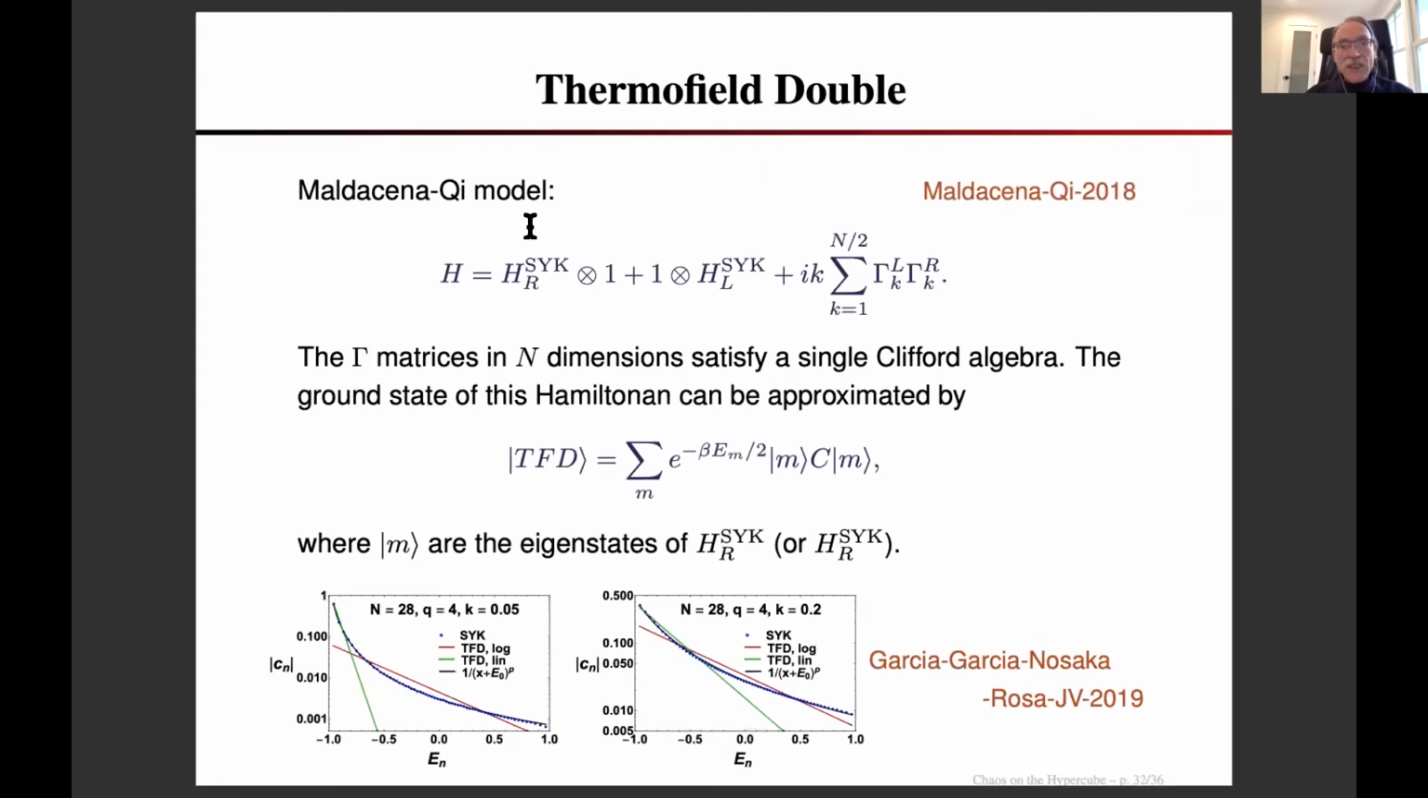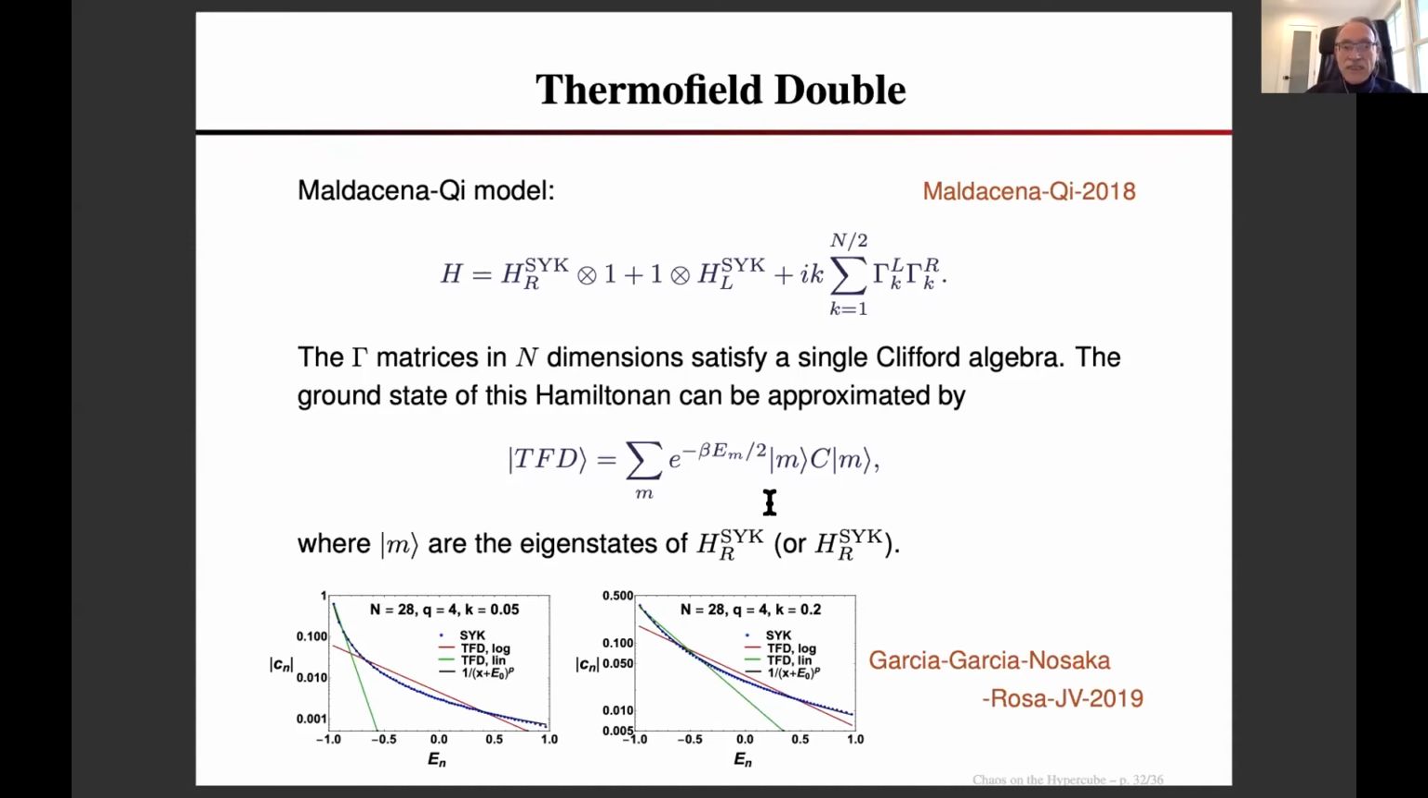For the model CNRG model, you had a tensor product of a left Hamiltonian with one and a right Hamiltonian, which were coupled by coupling terms of gamma matrices. And for this model, you can calculate the ground state. And the ground state is very close to a thermal field double state.